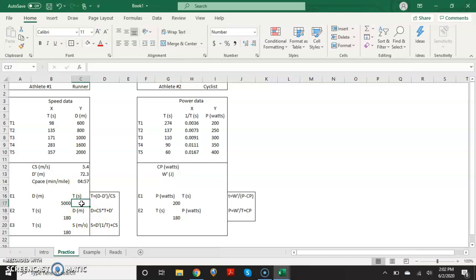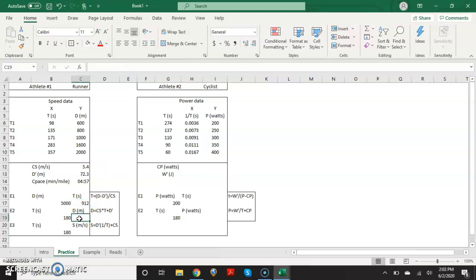So the next thing we can do is basically just rearrange the y equals mx plus b equation to find out a bunch of different variables. So in this example, we're going to try to find how long it's going to take you to complete a race distance. In this case, it's going to be how long it's going to take you to complete a 5K. So we're going to go equals the known distance minus D prime, all divided by critical speed. And as you can see, it says in a 5K, this particular person with this particular effort is going to complete a race in 912 seconds, which I believe is like 15 minutes and 12 seconds, something like that.